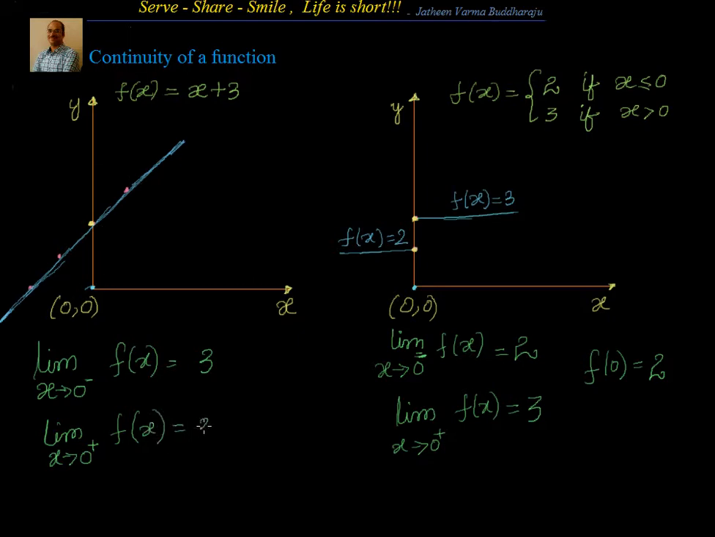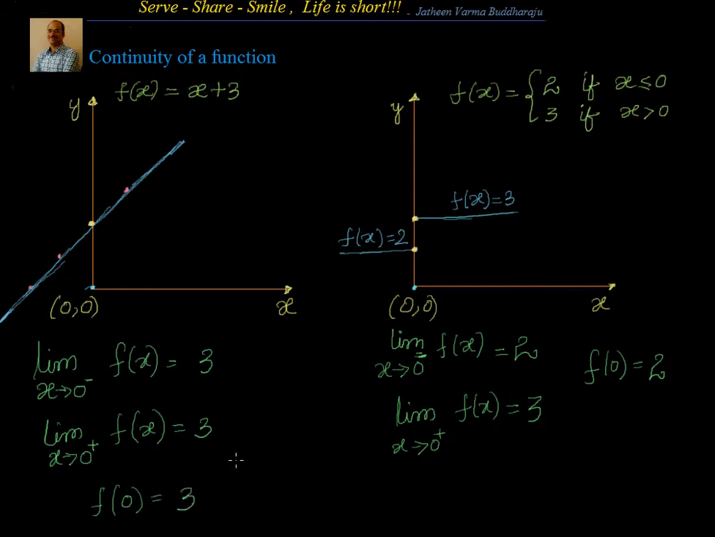I hope you are aware of how to calculate the left hand limit and right hand limit. In left hand limit we take x equal to a minus h and as h tends to 0. In right hand limit we take x equal to a plus h as h tends to 0. But this is very straightforward. We don't need to do that. We can see very clearly. Now let us see what is f of 0. If I substitute 0, 0 plus 3 is equal to 3.